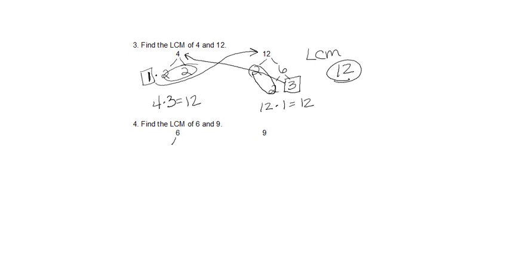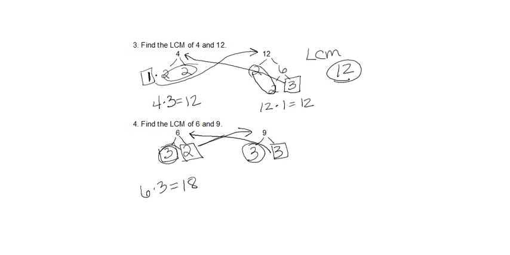So we kind of get the gist of what we're doing here. If we look at the 6 on the next example, it's 3 and 2, and the 9 is 3 and 3. Once again, we have the 3's in common. And what we don't have in common is a 2 and another 3. So we take them to the other factor. So we have 6 times 3, which is 18, and 2 times 9, which is 18. Both the same, so we know our LCM is 18.